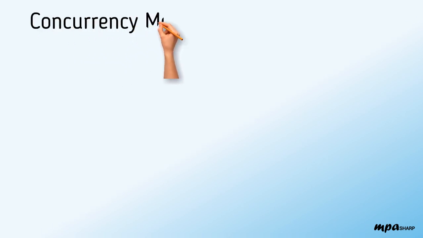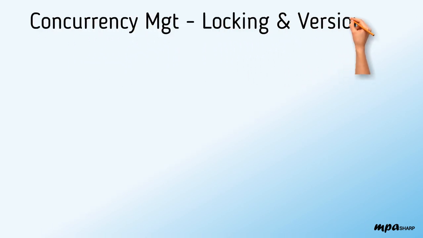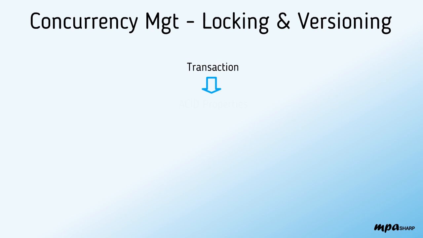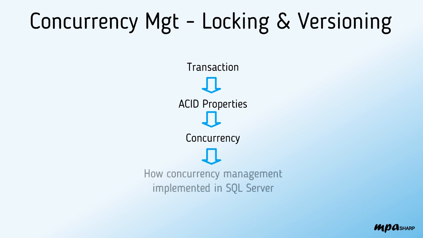Hello friends, this video is part of a series of videos where we are looking into SQL Server transactions. So far, we have discussed the basics of transactions and the ACID properties of transactions. Then we looked at concurrency, which is one of the ACID properties of transactions. Today, we are going to look at how concurrency control is implemented in SQL Server.